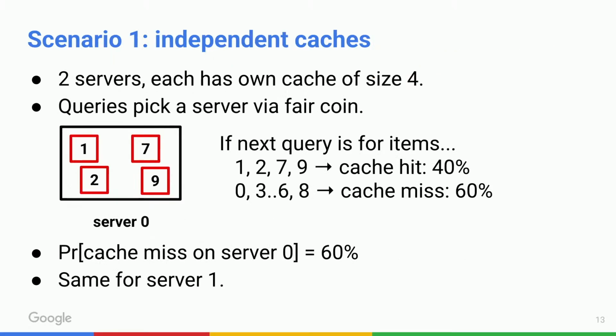Okay, so scenario 1 is that you've got 2 servers, each has a cache of size 4. Each one can have 4 items. And suppose that the queries pick a server via fair coin, so you're not doing any sort of affinity here at all, right? So now if your server looks like this, then if you send any of these 4 items, you get a cache hit. If you send any of the other 6, you get a cache miss. Therefore, and it's IID uniform, so your cache miss probability is 60%. And because your servers are the same, because you're just flipping a coin, it's the same for the other server. All right, so 60% cache miss rate in that case.